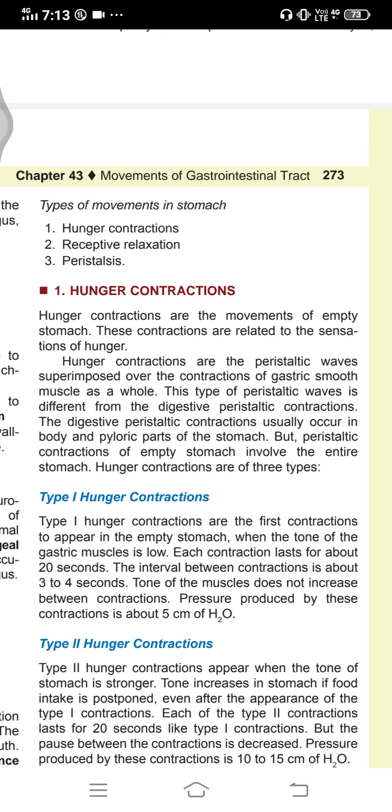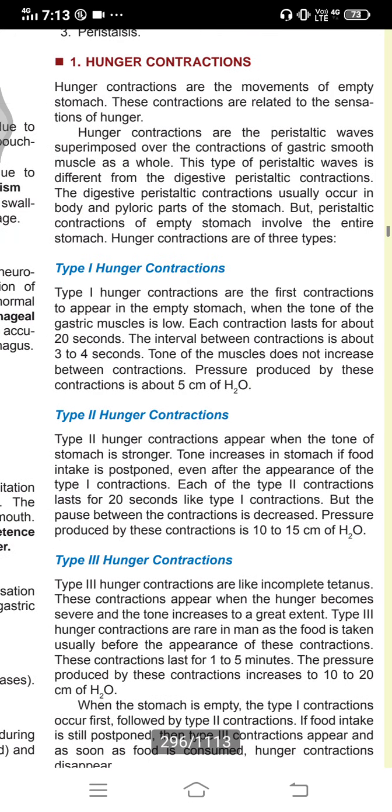Hunger contractions are the peristaltic wave superimposed over the contractions of gastric smooth muscle as a whole. This type of peristaltic wave is different from the digestive peristaltic contraction. The digestive peristaltic contraction usually occurs on the body and pyloric part of the stomach, but peristaltic contractions of empty stomach involve the entire stomach. Hunger contractions are of three types. As the intensity increases, it varies from type 1, type 2 to type 3.